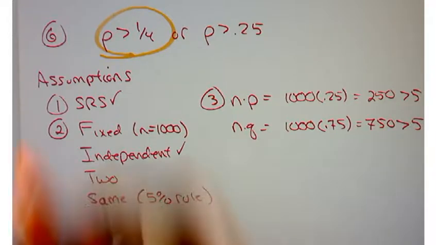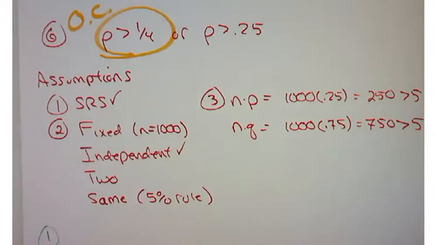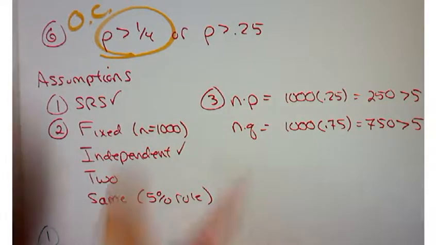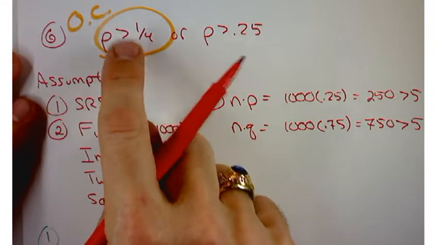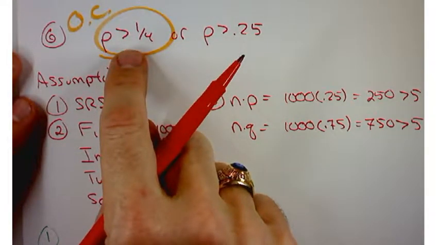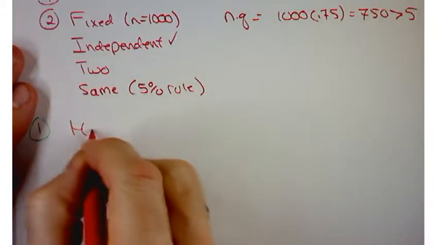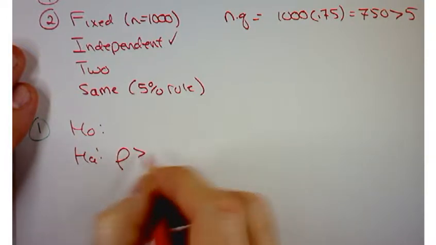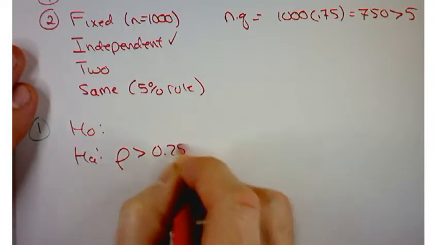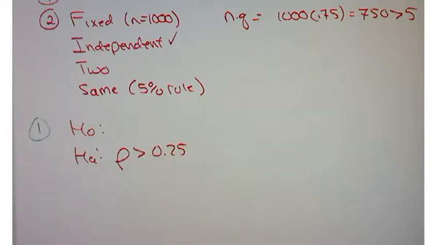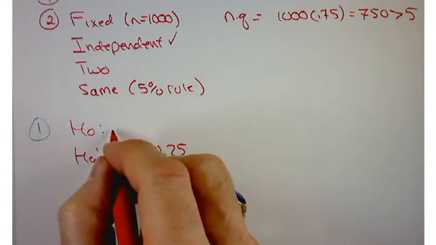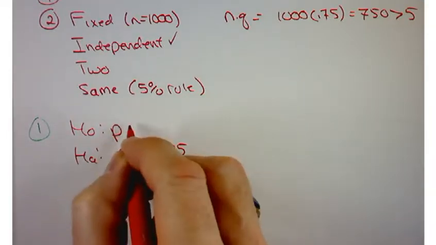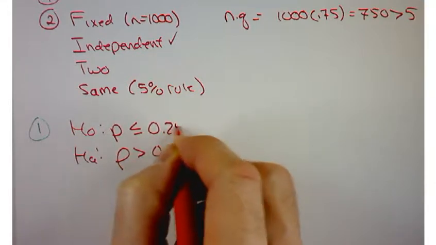That's our original claim. Sometimes I call it the orange claim, just for fun. Is this part of the null or alternative hypothesis? Alternative hypothesis, good. So H0 and HA. P is greater than 0.25. Edry, what would the null hypothesis have to be then? Perfect. P is less than or equal to 0.25. Cool.